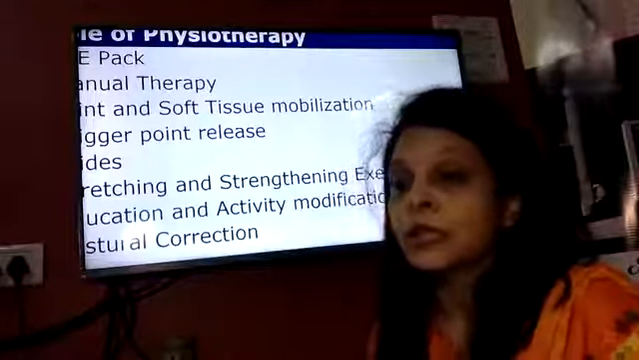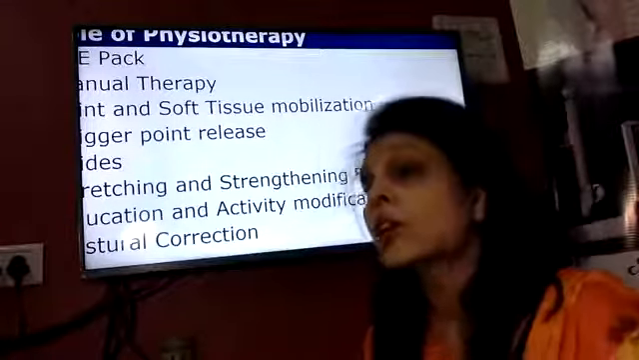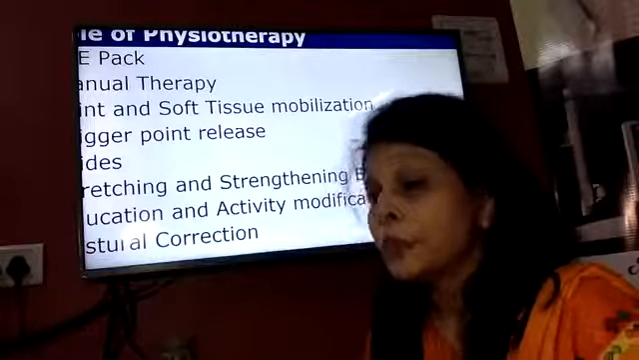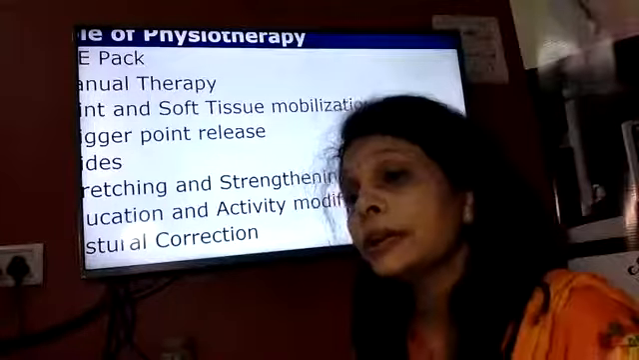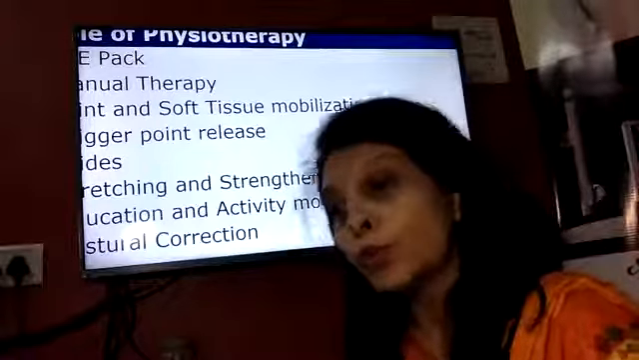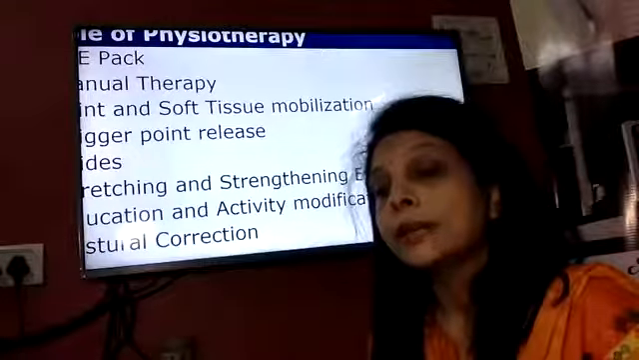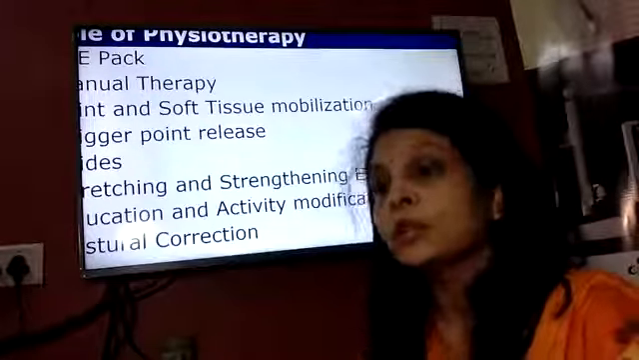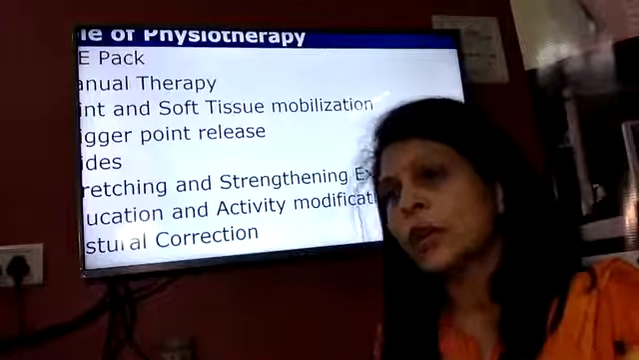And then postural correction. Many of the athletes complain, like badminton players or cricketers or volleyball players, that while throwing or while doing an overhead activity they feel pain in the shoulder. So we give them guidance for their postural correction also. So in a particular posture they can do the same movement, but they will not feel the pain. So these are some guidance on the role of physiotherapy in sports injuries.